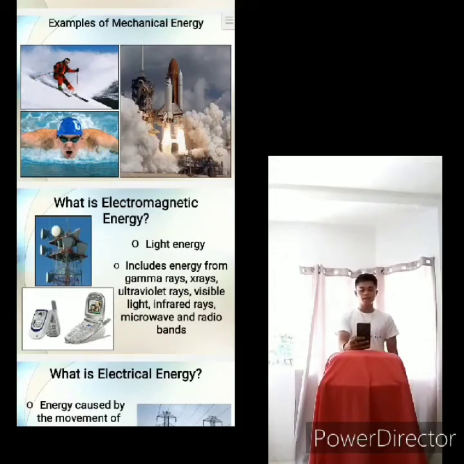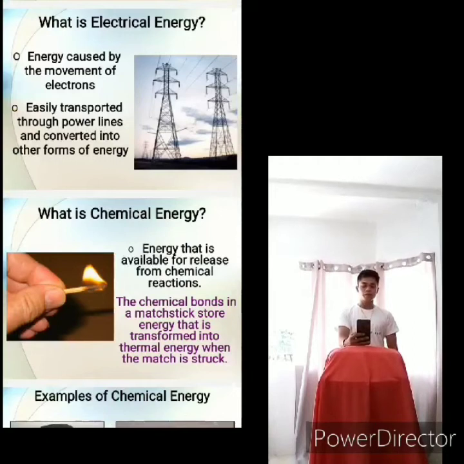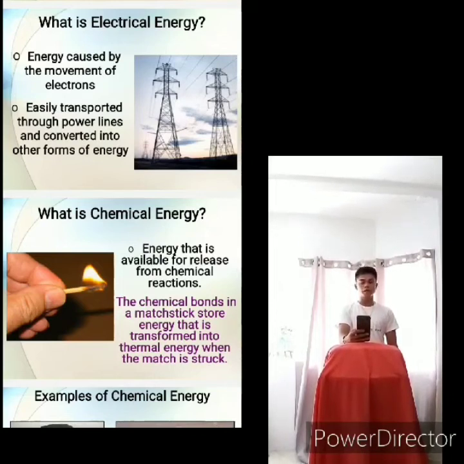Next, what is electromagnetic energy? Light energy includes energy from gamma rays, X-rays, ultraviolet rays, visible light, infrared rays, microwaves, and radio bands. Next, what is electrical energy? Energy caused by the movement of electrons, easily transported through power lines and converted into other forms of energy.